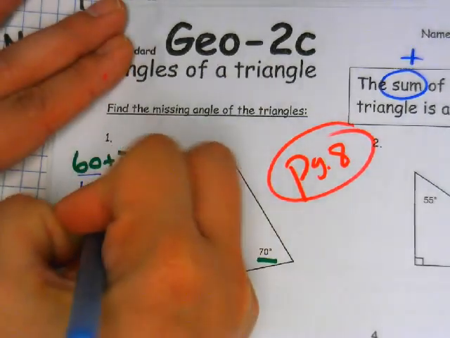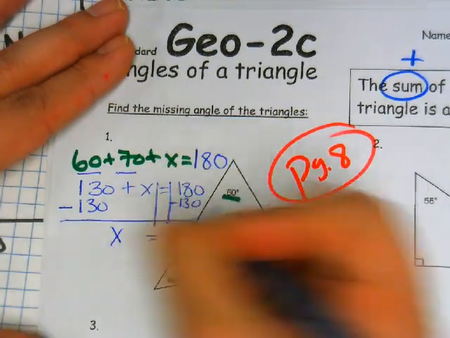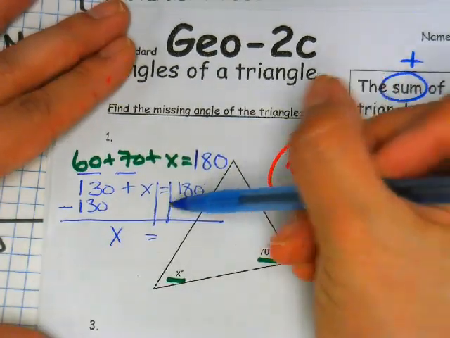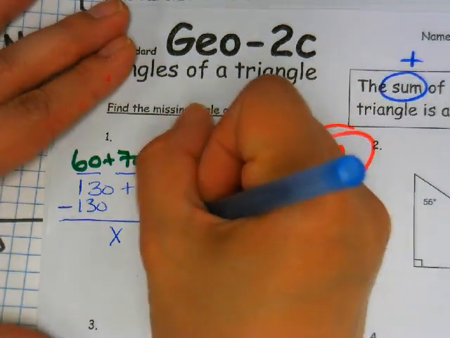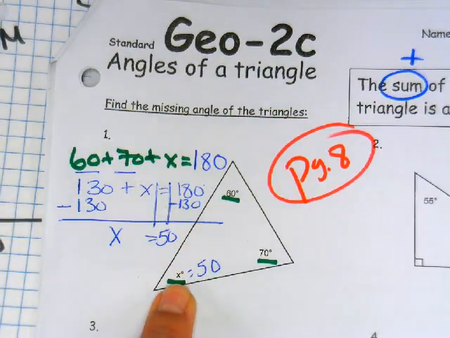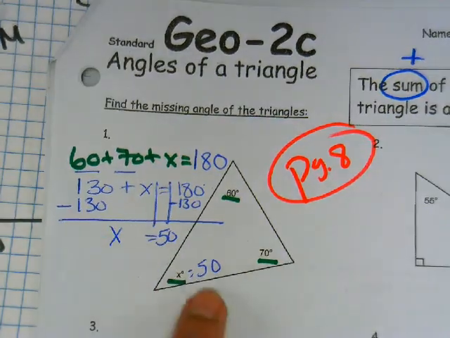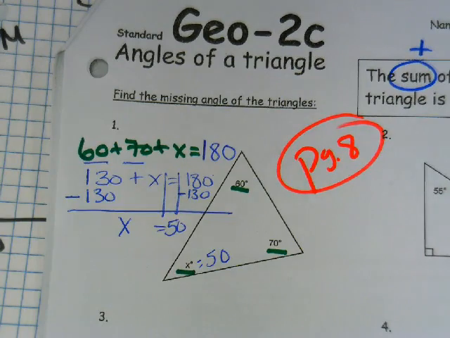Subtract 130. So 180 minus 130. What is 180 minus 130? 50. So x is equal to 50. So we have our missing angle. But missing no more. All right, number 2.